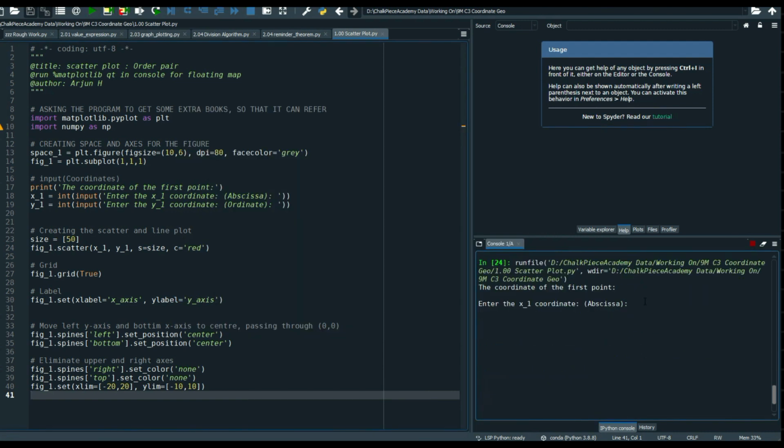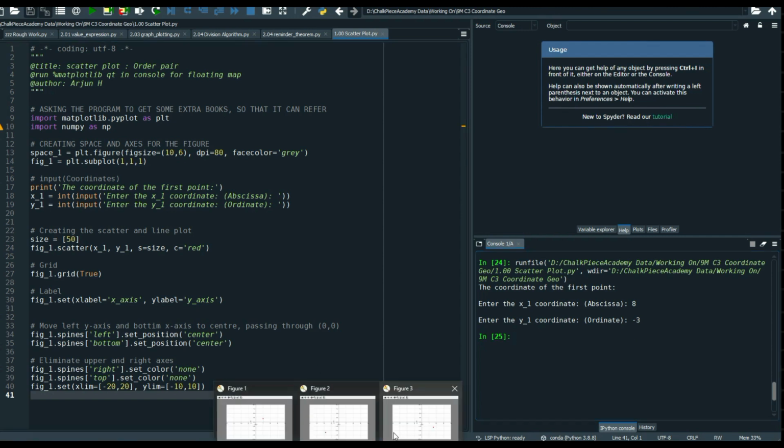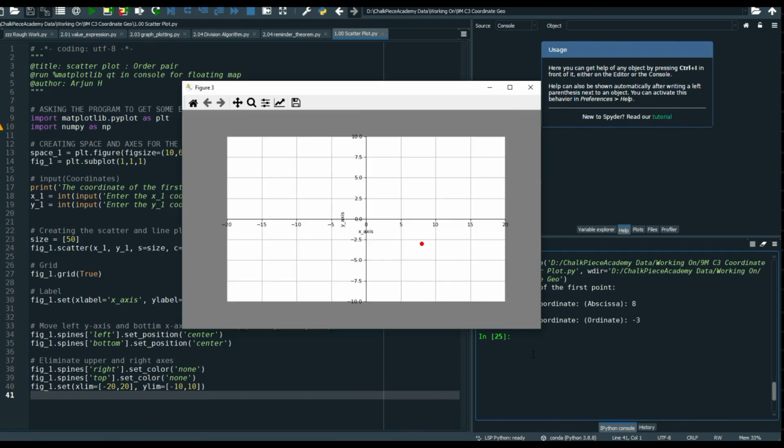Next, 8 and say -3, what do you think it will be? Again, every question you can pause and think over. Just take 2-3 seconds, think over, then unpause. 8 and -3. 8 is positive, abscissa is positive, so right. Ordinate is negative, so down. So it has to be fourth quadrant.